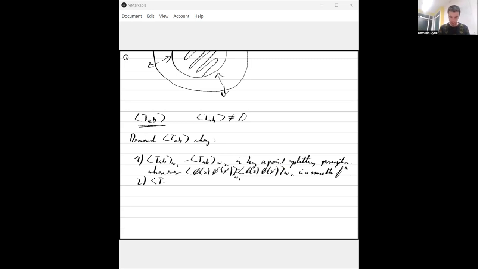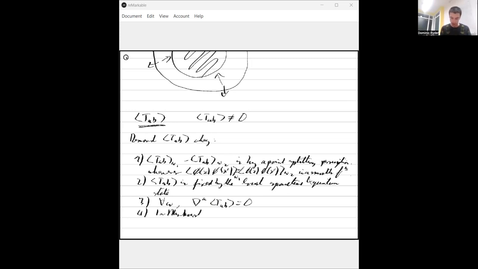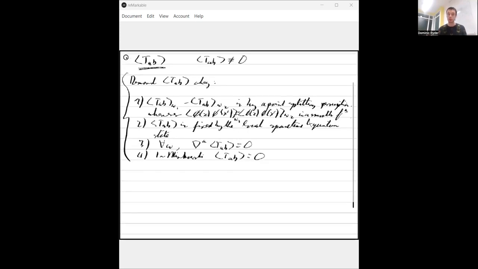Two is a much easier one to state. I'm stating heuristic versions of these, but the second is that our expression for the expected stress energy is fixed by the local, so this is the locality condition, the local space-time and quantum state. Three, for all states omega, the divergence is 0, so that's a conservation law, and four, in Minkowski space-time, our expected stress energy is 0. I'm not going to use these again in the lecture, just to give you a flavor of how we do it. We then prove that there's a quantity which obeys all of these, and it exists and it's unique. And so we proceed to use it.